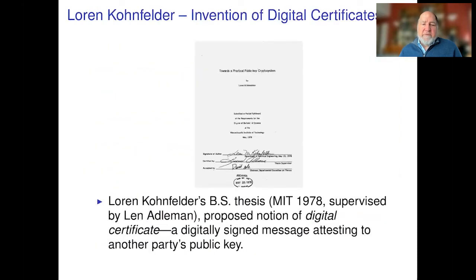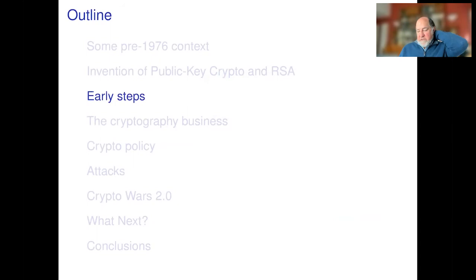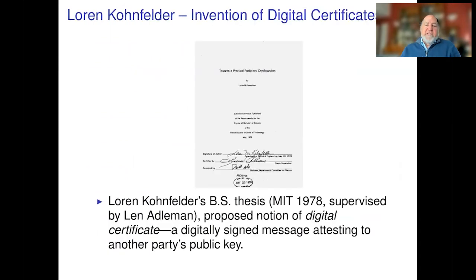Early steps, what happened? Well, after the idea was published, there were many technical developments. One of the most interesting ones appeared in a bachelor's thesis by Loren Kohnfelder, who was working with Len Adleman. It proposed the notion of a digital certificate, a digitally signed message attesting to another party's public key. So I could sign Alice's public key and say, Alice's public key is this. And then if you trust me and trust my signature, you can develop trust in that bonding between Alice's name and Alice's public key.